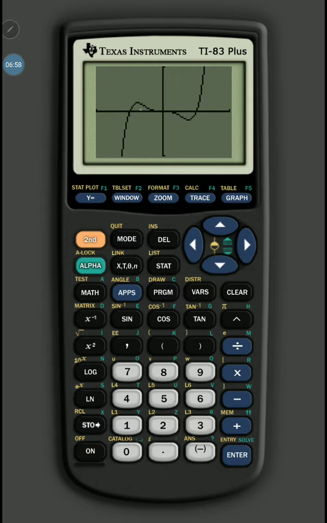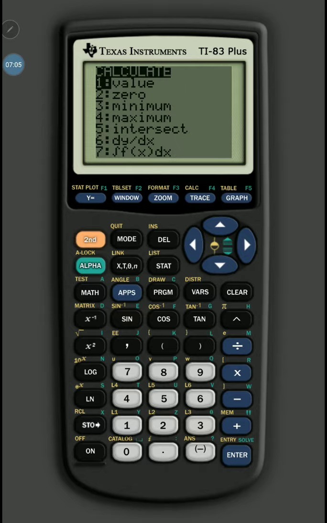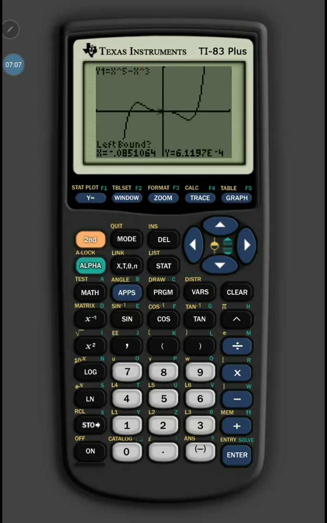So now let's find those peaks and those valleys. Let's find that maximum and the minimum. Second trace, we're going to do the maximum first. You want the blinker to the left, enter, to the right, enter, and then in between. So we're at -0.77 and 0.19.